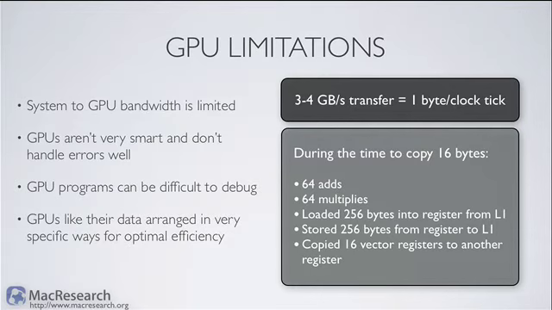Just to give you an idea of what we're talking about, the PCI bus supports about 3 to 4 gigabytes per second of data transfer. On a 3 gigahertz machine, let's say 3 gigabytes per second, that gets us to about 1 byte of data transfer per clock tick. During the time it would take to copy 16 bytes of data, a useful amount of data that you could do something with, say add two double precision numbers together, or four single precision numbers together, what could you have done on the CPU? Well, you could have done all of these things listed right here on the CPU in the same amount of time it would take just to copy 16 bytes of data from the system side over to the GPU.